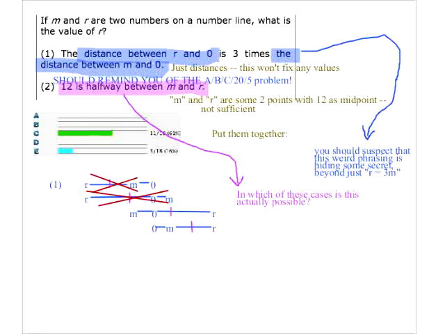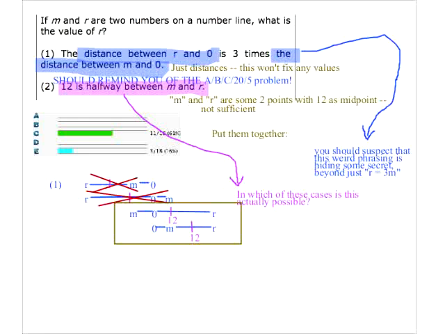Let's take a look. Well, this is 2 separate cases. If you have a visual sense of these numbers, then you don't have to do algebra. Because you can tell that in this case R is a lot bigger than it is in this case. Because R here is substantially larger than 12, whereas R here is not.